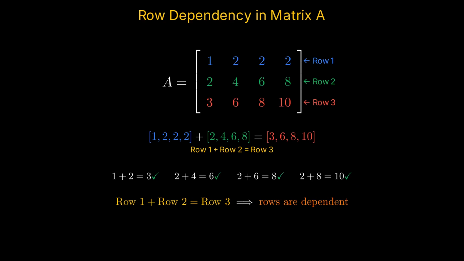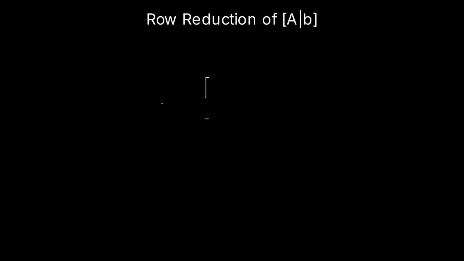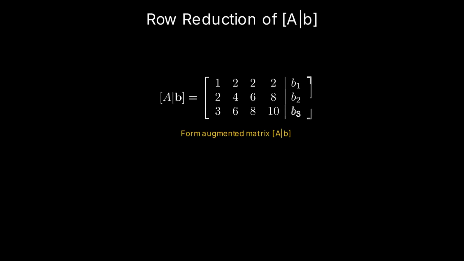And this row dependency tells us that A's rows are not independent because the output is constrained by this relationship. Not every vector b in R3 will be reachable. In other words, the system Ax equals b will not have a solution for every b. To find what b must satisfy, we form the augmented matrix, gluing b onto the right side of A. The right column has symbolic entries b1, b2, b3.